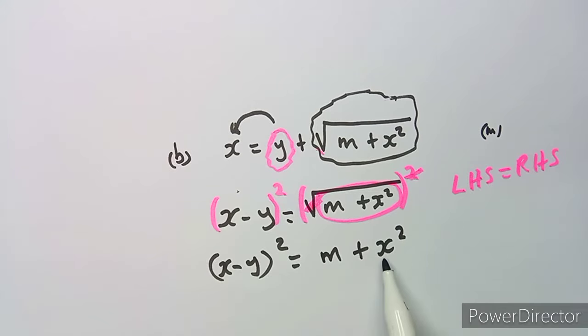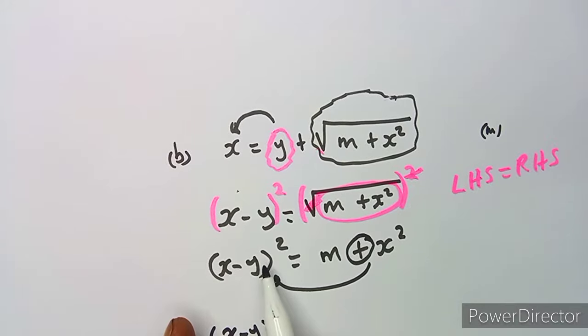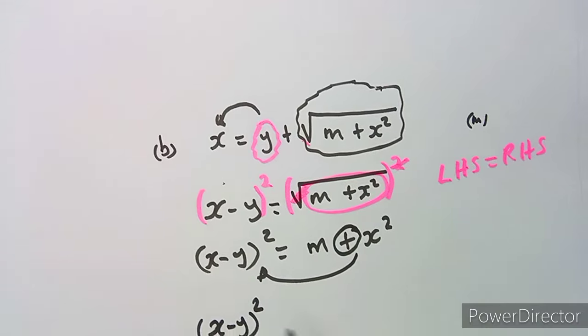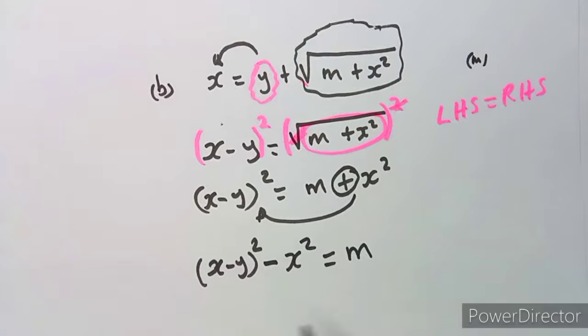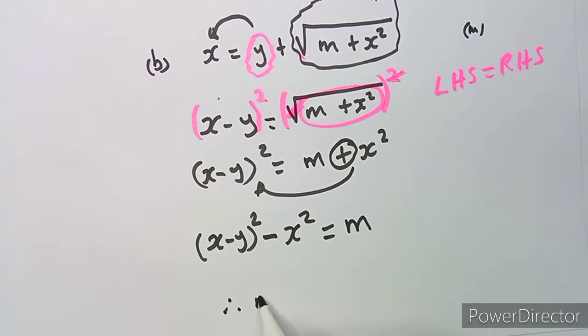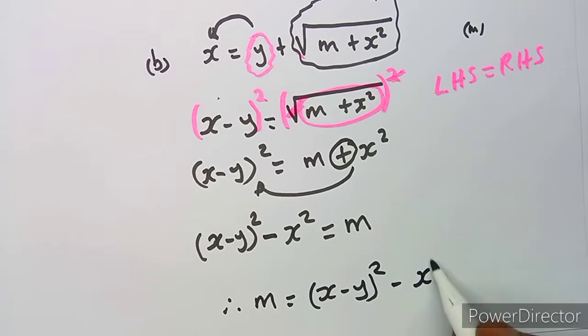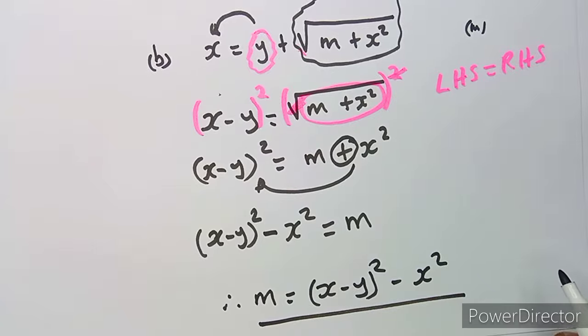What I need is to have m, so transposing the plus to the left hand side is going to be a minus. That means we are going to have x minus y squared, the one that was already on the left hand side. Then we transpose the plus x squared to this side, which is going to be minus x squared, and we remain with m. Therefore our m is equivalent to x minus y squared minus x squared, like that. So that is what you're going to have in this case.